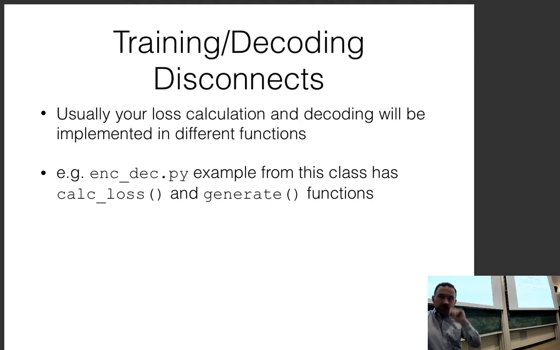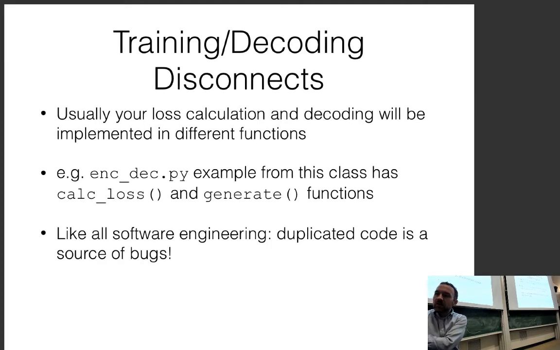The reason is that calc loss is usually a mini-batched function. It's usually calculated over multiple sentences at the same time for efficiency purposes. You don't actually need to generate any outputs. You just need to use the ground truth and feed it back in. Whereas when you're decoding or generating outputs, for example, in an encoder-decoder, you need to do things like beam search. You need to add an argmax into your calculation, which you wouldn't normally have in your calculate loss function. So because these two processes are quite different, you more or less need to implement them in different code.